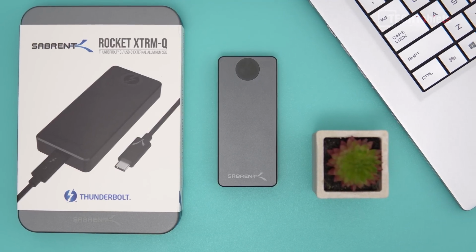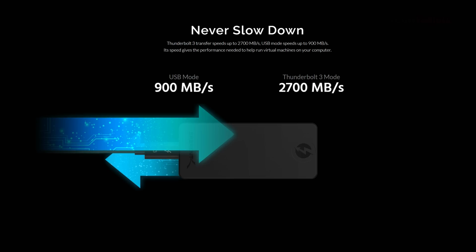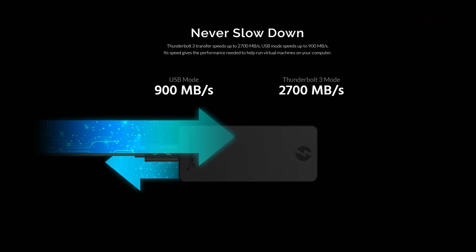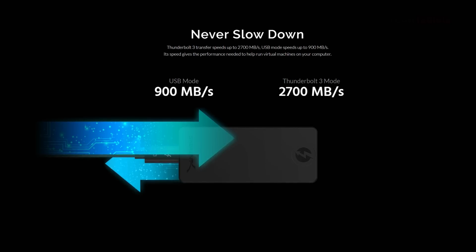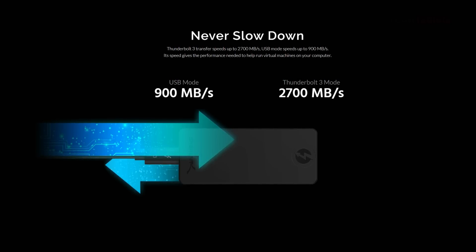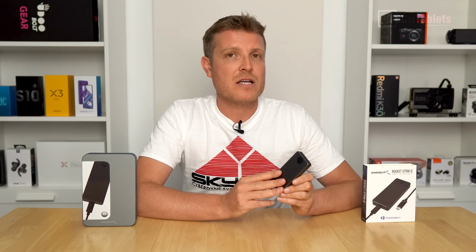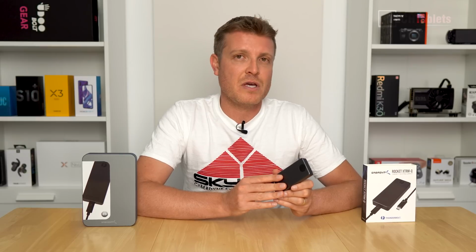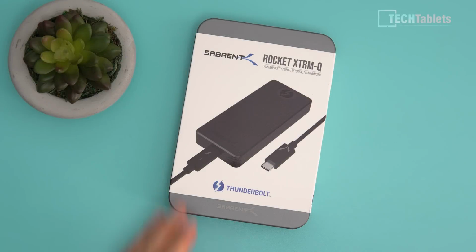Now, Sabrent say that this should be able to get up to 2,700 megabytes per second via Thunderbolt 3, and with USB speeds, it should top out at a transfer maximum of around 900 megabytes per second. And as you'll see in this review, I'm actually getting over their claimed speeds, which is great to see. This is all the packaging we get here.